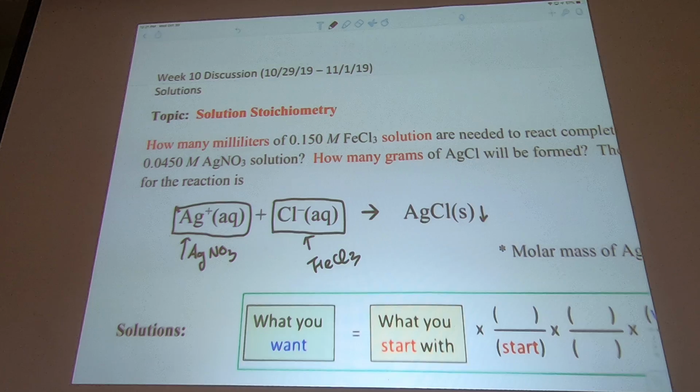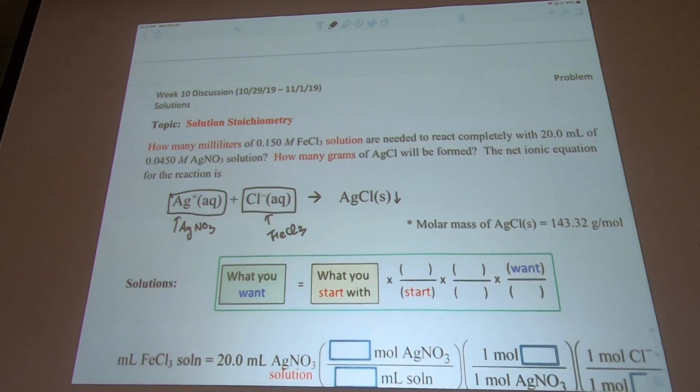So now let's read the problem. How many milliliters of this solution is needed to react completely with 20 milliliters of AgNO3 of this concentration? All you gotta do is, you remember, this is the diagram that I discussed before. What do you want? I want how many milliliters of this solution, and where do I start? I guess I start with this.